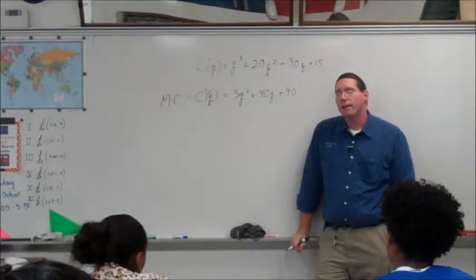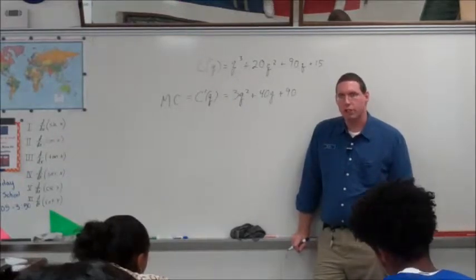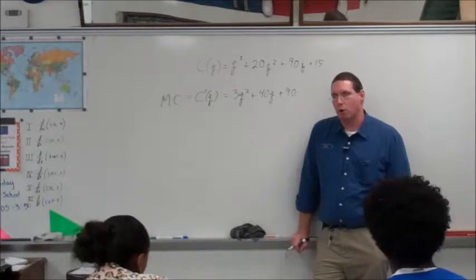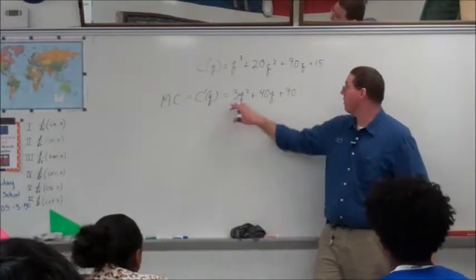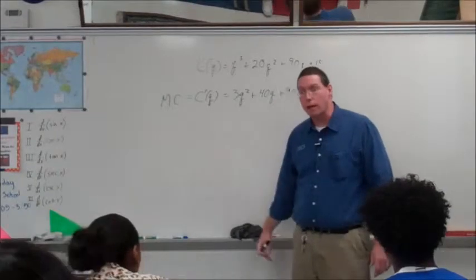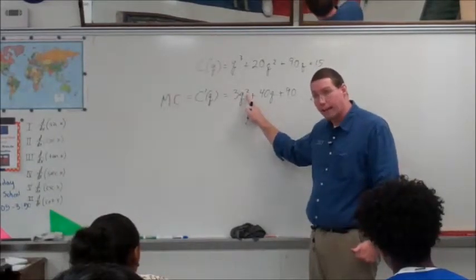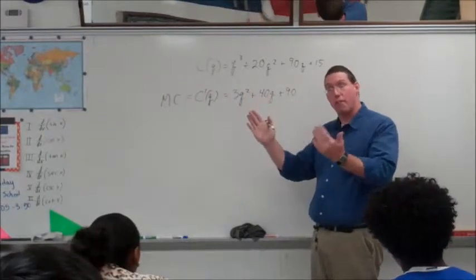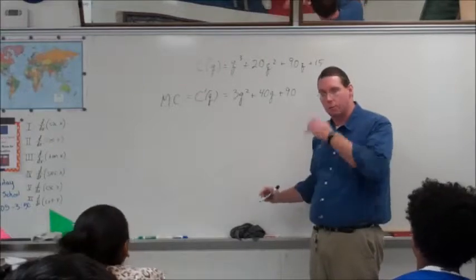And so oftentimes people ask the question, how do we minimize our cost? Okay? You can set the derivative equal to 0 and find out what the quantity is to give you a minimum cost. And because this particular one is a quadratic that opens upward, there is a quantity that will give you a minimum cost.